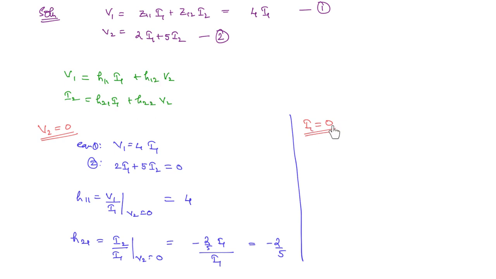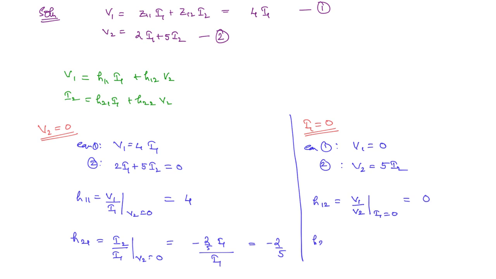Now when I1 is equal to 0, what will happen to equation 1 and equation 2, right? So equation 1 will become V1 is also equal to 0, and equation 2 will become V2 is equal to 5I2. So now what will be H12? This is V1 by V2 when I1 is equal to 0. Since V1 is 0, H12 will be 0.